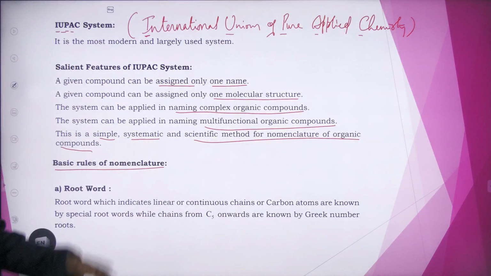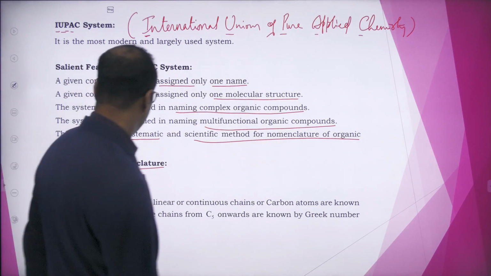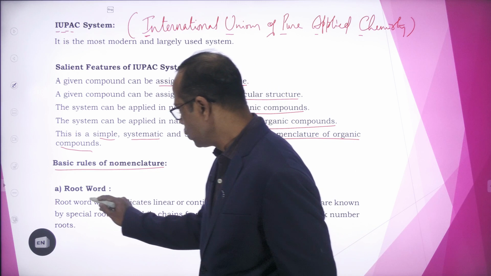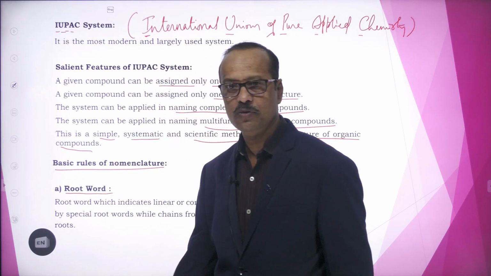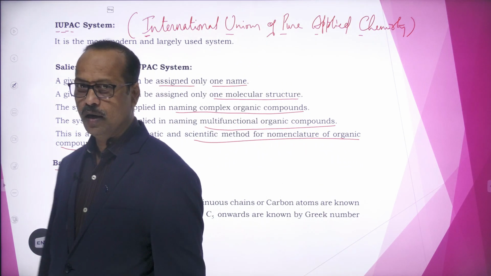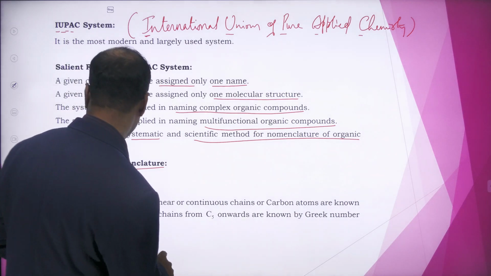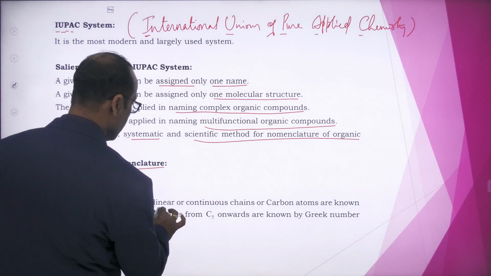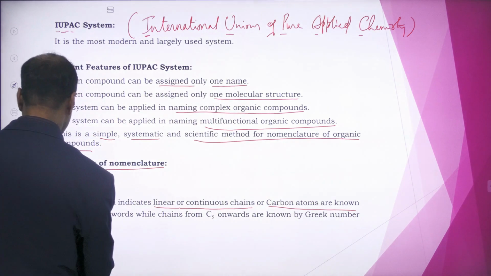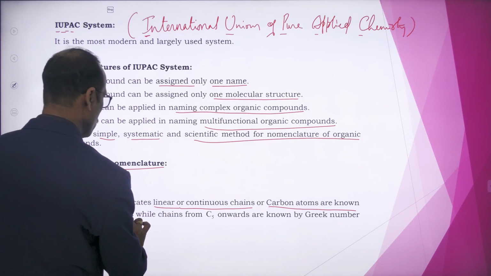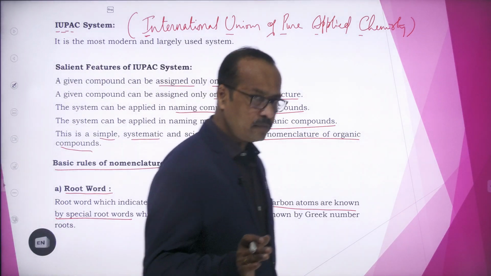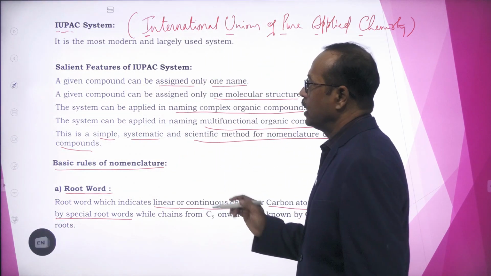So now we are entering into the actual topic, students. We are following nomenclature, that is the IUPAC system, that is, the basic rules of nomenclature. In the basic rules of nomenclature, the first thing is the root word. Root word depends on how many carbon atoms are there. The root word indicates linear or continuous chains of carbon atoms, which are known by special root words.